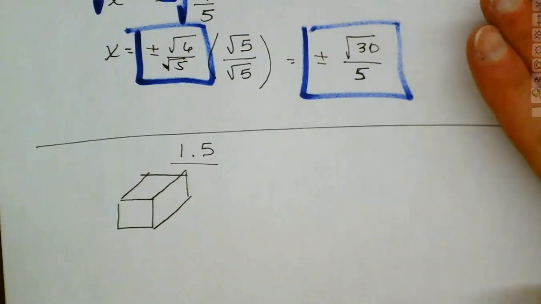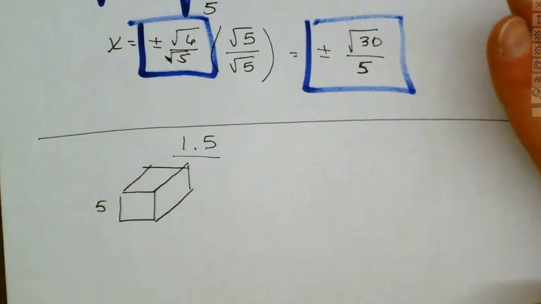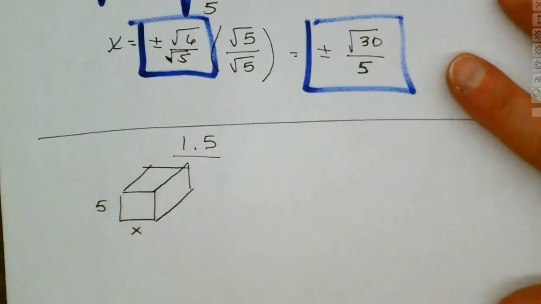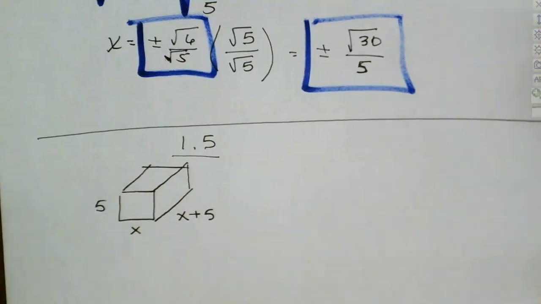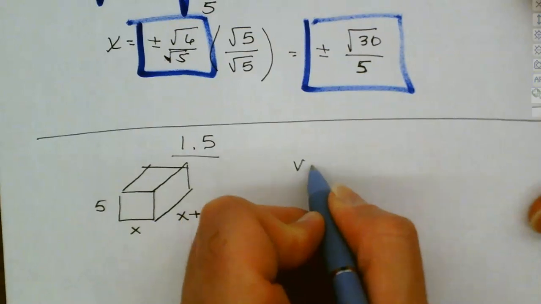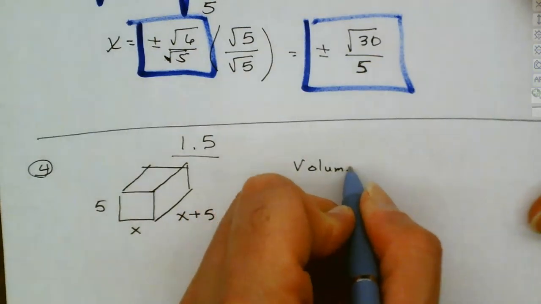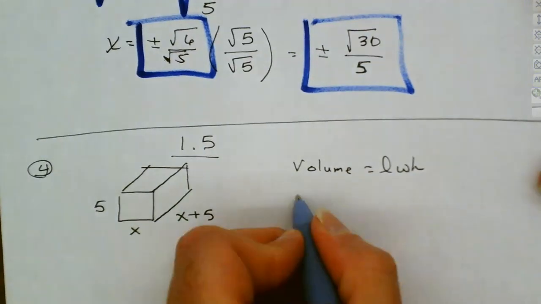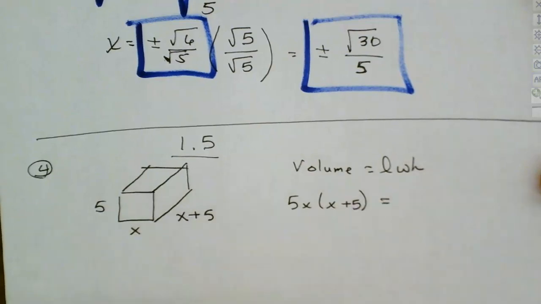Okay, we know this box has a height of 5. So that's going to go here. Its length is 5 inches more than its width. So we don't know the width. So that's x. The length is 5 inches more. So that's x plus 5. And we know the volume. And by the way, this is question 4 at 1.5. The volume, length times width times the height. And so we multiply all these together. That is going to equal a volume of 120.